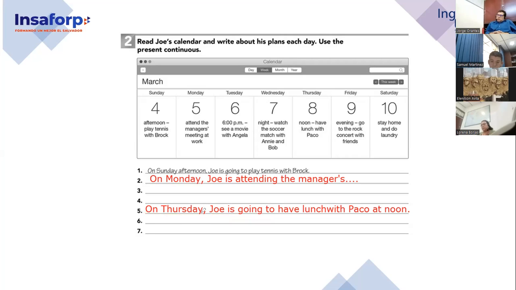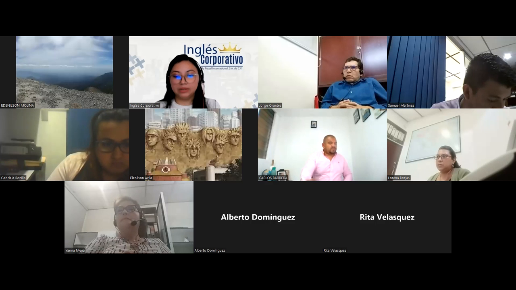La número tres con el presente continuo quedaría on Tuesday. Joey is seeing a movie with Angela. On Tuesday at 6 p.m., Joey is seeing a movie with Angela. On Wednesday night, Joey is watching the soccer match with Annie and Bob. It depends on you. Right. Okay, questions on this? Preguntas con el present continuous.